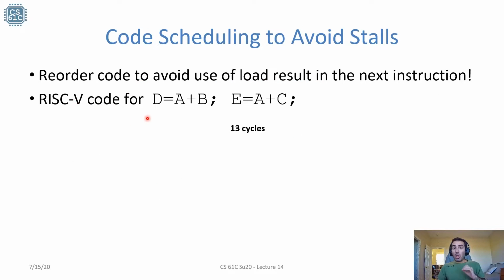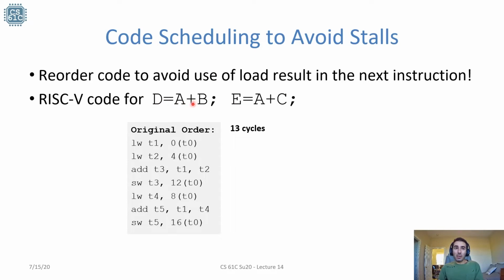Let's say I want to code something up. I have this piece of RISC-V code where I want to add together A and B, put it in D, and add A and C, and put it in E. And right now, it's going to take 13 cycles. Why? I have very few lines. Where am I getting all these cycles from? It's because there are some data hazards. So let's look at where these data hazards can come from. I'm going to start at the top.